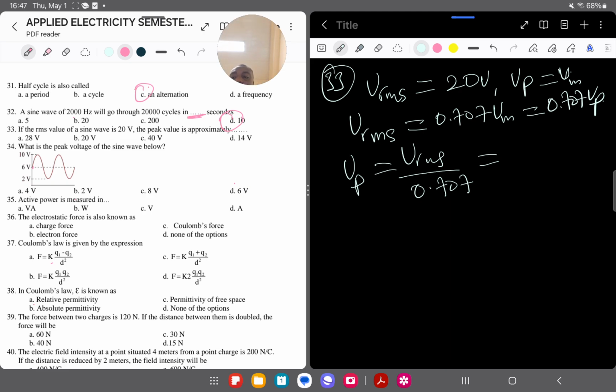So we do the division here. From the question, the root mean square value is 20, all over 0.707. 20 divided by 0.707.